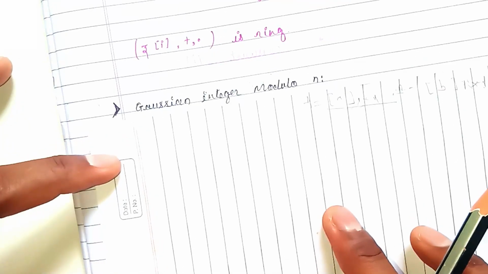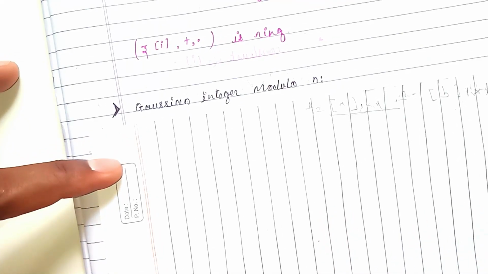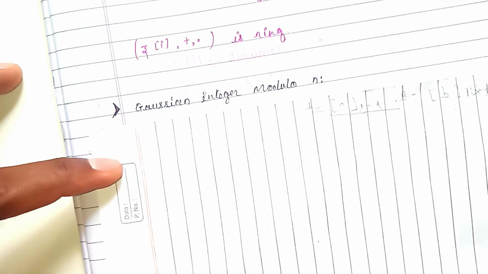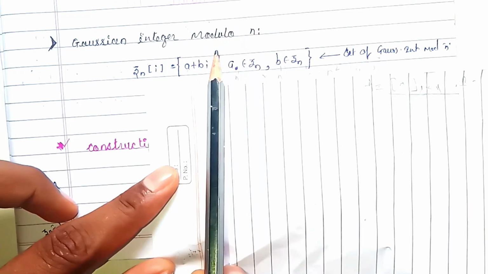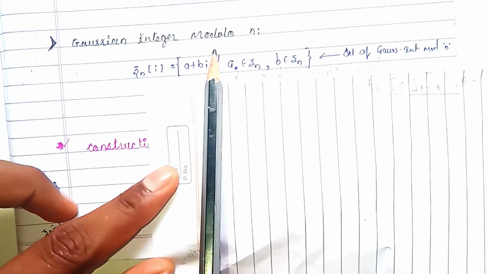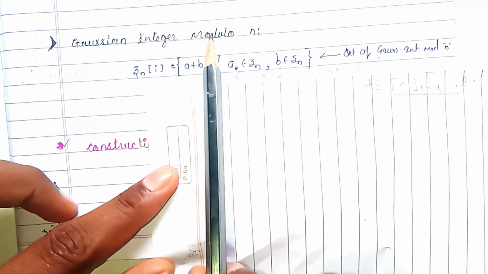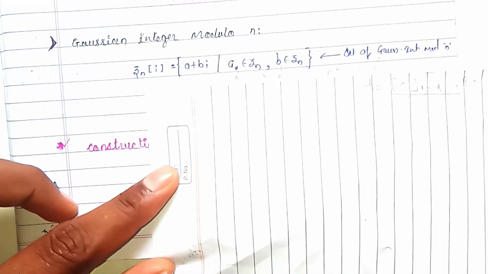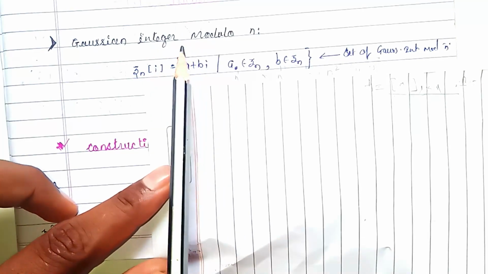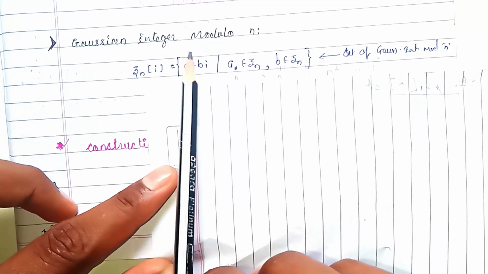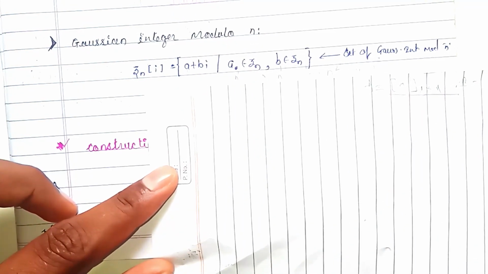Let's get started with the Gaussian integers under modulo n, and then we will form the group. So why modulo n? Because we want to make the Gaussian integers finite. Only then is it possible to identify the numbers and operate on them. So we have to apply modulo n. Modulo n means that after a certain stage the numbers get repeated.